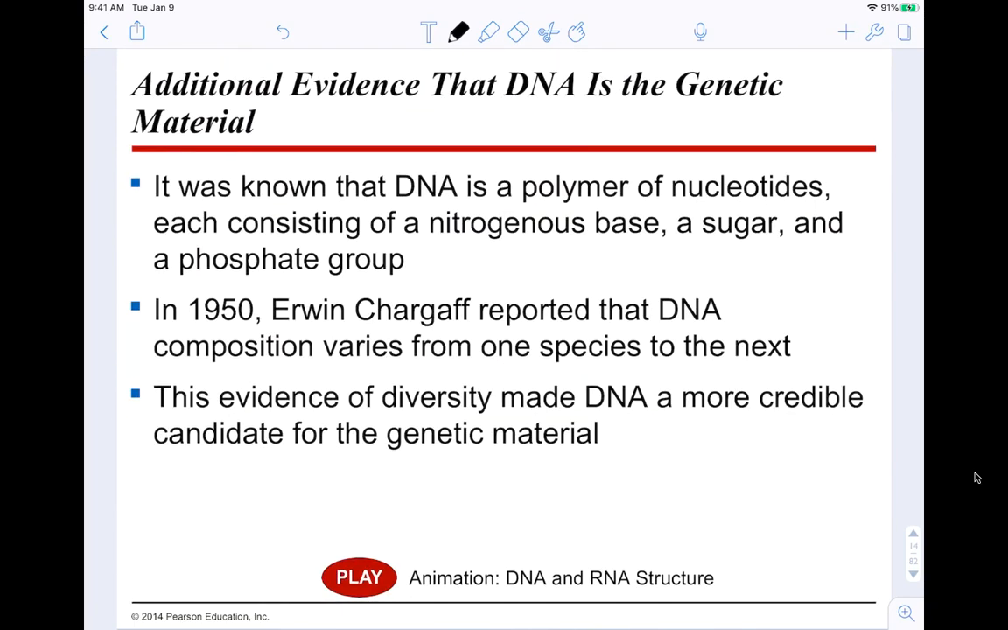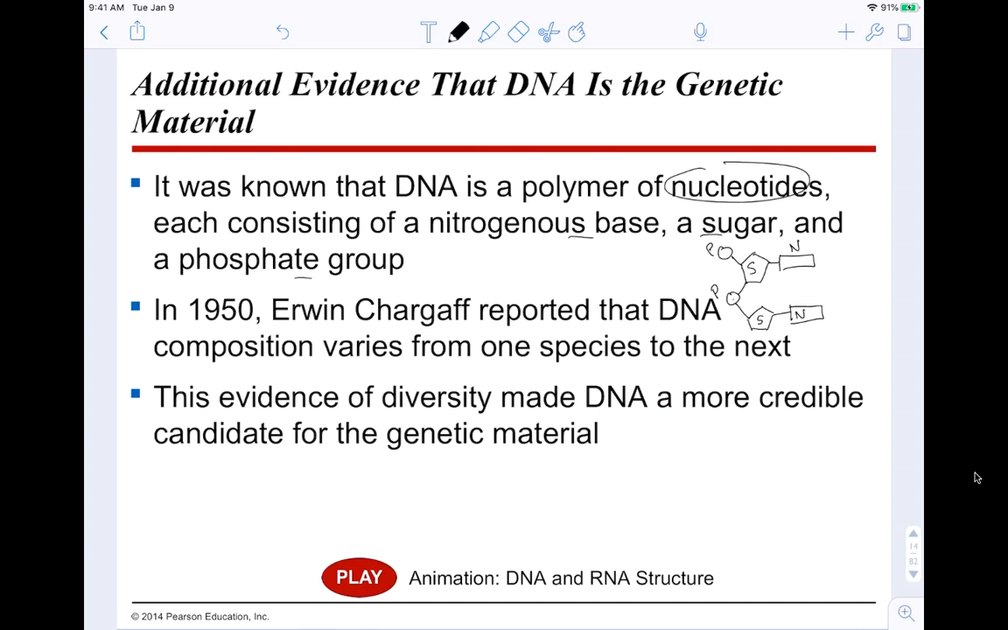Okay, so it was known that DNA is a polymer of nucleotides, each consisting of a nitrogenous base, a sugar, and a phosphate group. I want you to know this structure for my kids. It's a sugar with a phosphate and a nitrogenous base. So you'd end up with a sugar and a phosphate. Oops, I just lied to you. You'd have a sugar, a phosphate, and a nitrogenous base. A phosphate, a sugar, and a nitrogenous base. And that's what makes up DNA. It's just these little nucleotides that have these three parts to them.